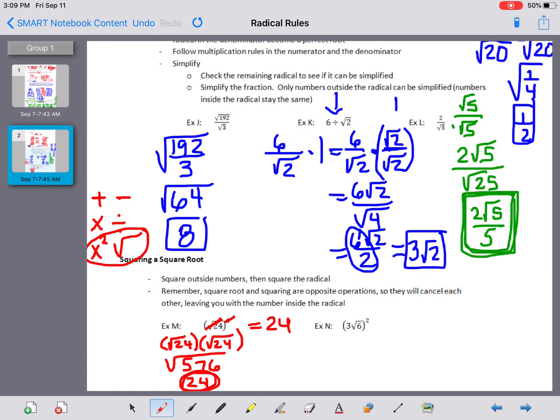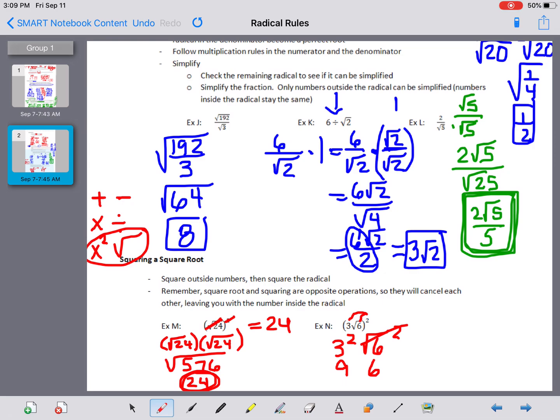But I want you to be careful on example N, because when you square something that has something outside, everything gets squared. So the 3 gets squared, and the square root of 6 gets squared, okay? Now, the 3 squared doesn't cancel anything. You need to square it. What's 3 squared? 9. Square root of 6 squared, though, the square root and the square cancel each other, and I'm left with 6.